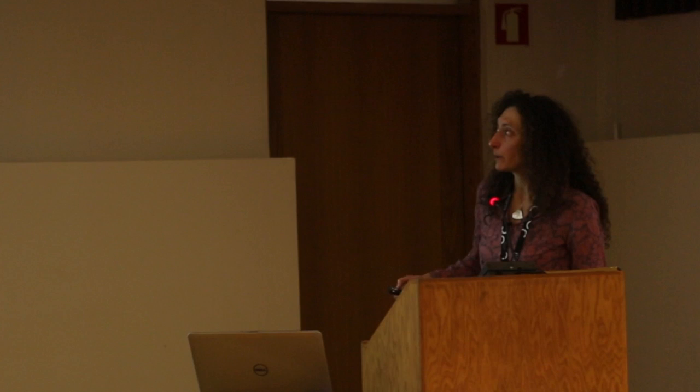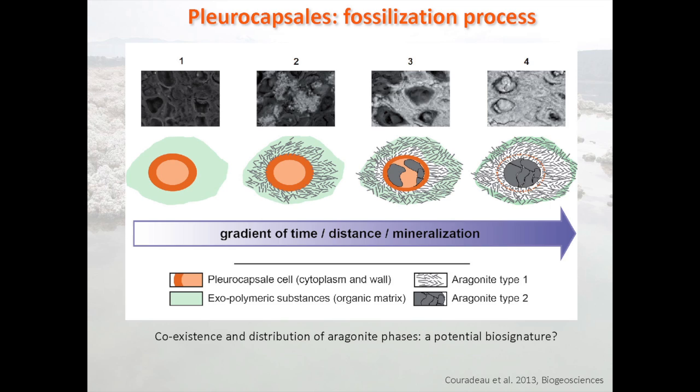So you have cells that are purely organic. They begin to somehow promote carbonate precipitation in the form of aragonite around the cell. The cell becomes encrusted and then dies. And then the interior of the cell is filled by these bigger crystals that are another form of aragonite crystals. So this might perhaps constitute a potential biosignature, but we don't know. Perhaps it needs further study.